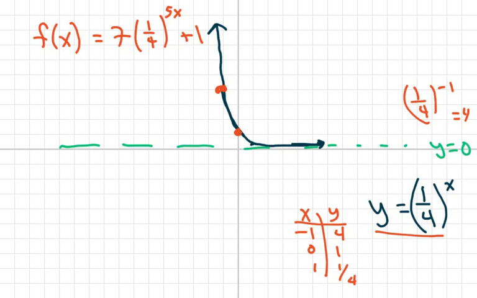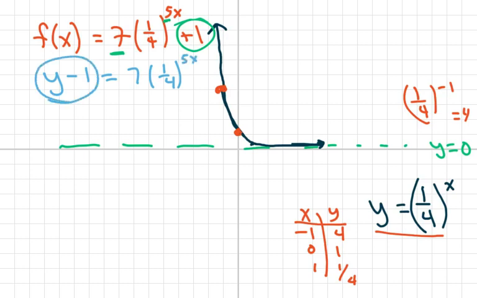And again, I'm not going to look at the 7. I'm not going to look at the 5. All I'm going to look at is this plus 1. The 1 goes with the y here, because basically the 1 is not up here. That would be a horizontal shift. If you want, you could write this as y minus 1 equals 7 times 1/4 to the 5x. That's your vertical shift up by 1. They just moved the 1 to the other side.